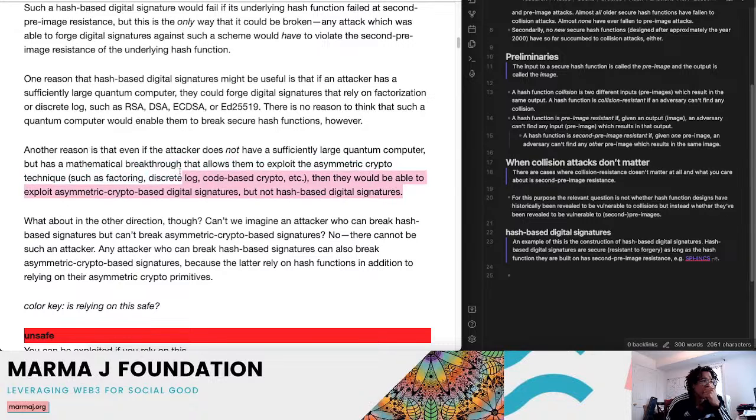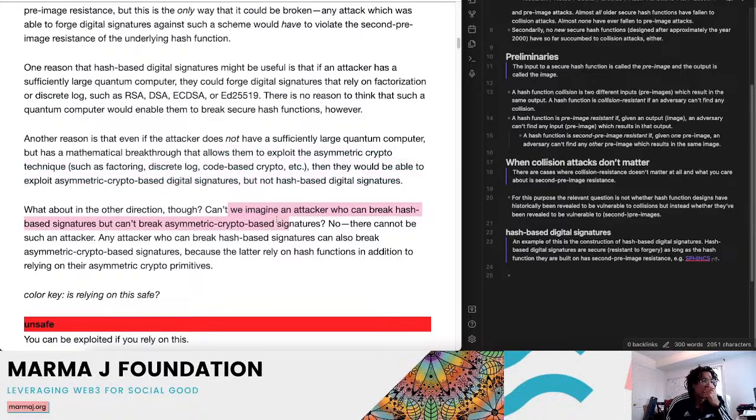What about in the other direction, though? Can't we imagine an attacker who can break hash-based signatures but can't break asymmetric crypto-based signatures? No, there cannot be such an attacker. Any attacker who can break hash-based signatures can also break asymmetric crypto-based signatures, because the latter rely on hash functions in addition to relying on their asymmetric crypto primitives.